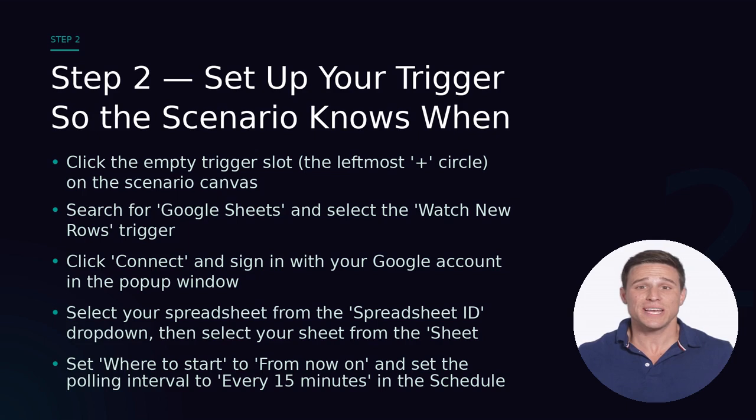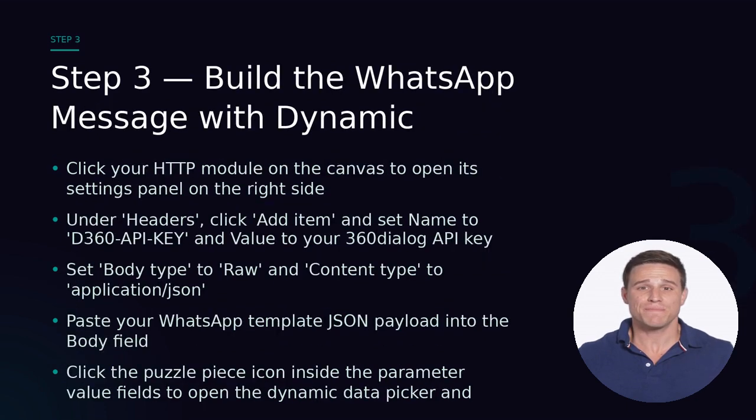Search Sheets, select Google Sheets, then pick Watch New Rows. Click Connect, sign in with your Google account, then select your spreadsheet and sheet name from the drop-downs. Set where to start to from now on. That means it only fires on new entries, not your entire history. Here's the bit people mess up. Always set a sensible polling interval. Set it to every 15 minutes under the schedule settings.